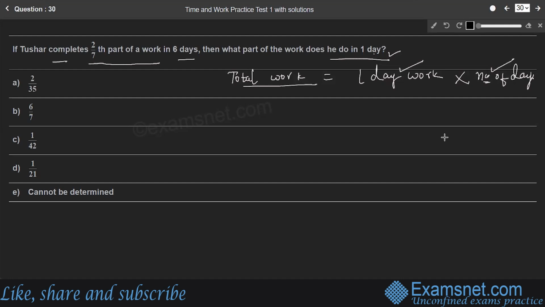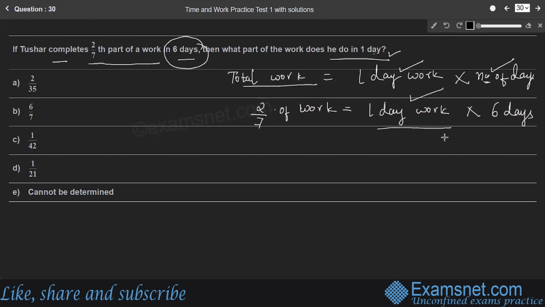Here, Tushar completes 2 by 7th part of work in 6 days. So 2 by 7th part of total work is equal to 1 day work of Tushar into how many days he took to complete 2 by 7th part of work. He took 6 days. In 1 day, he can do some amount of work, therefore it is into 6 days. So in 6 days, he can complete 2 by 7th part of work.